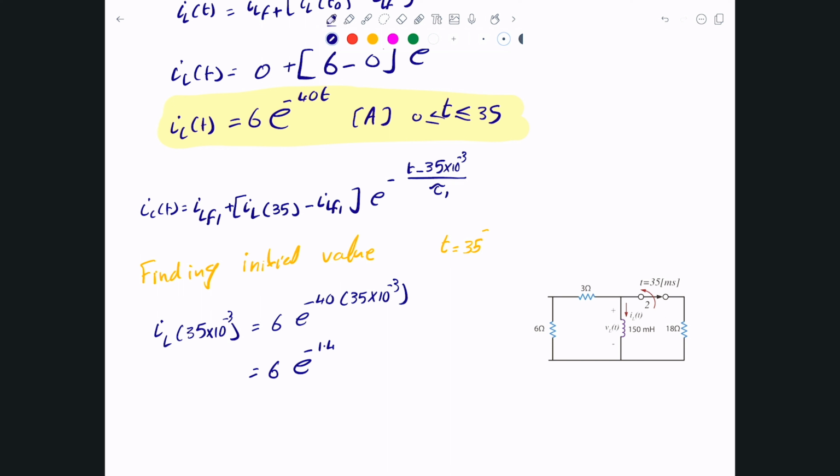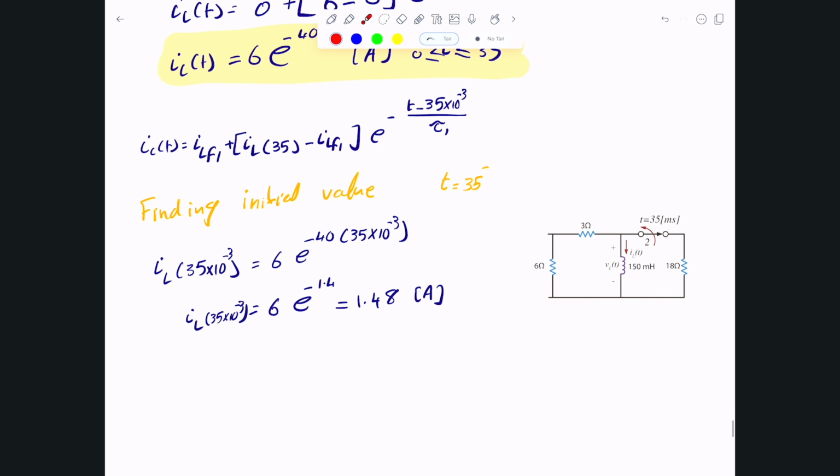That's what it is. So we multiply 6 times e to the negative 1.4, and I'm going to approximate that answer as about 1.48 amps in this particular case. All right, so that's basically the initial value at 35 milliseconds. 1.48, that's the initial value that is flowing through this here.